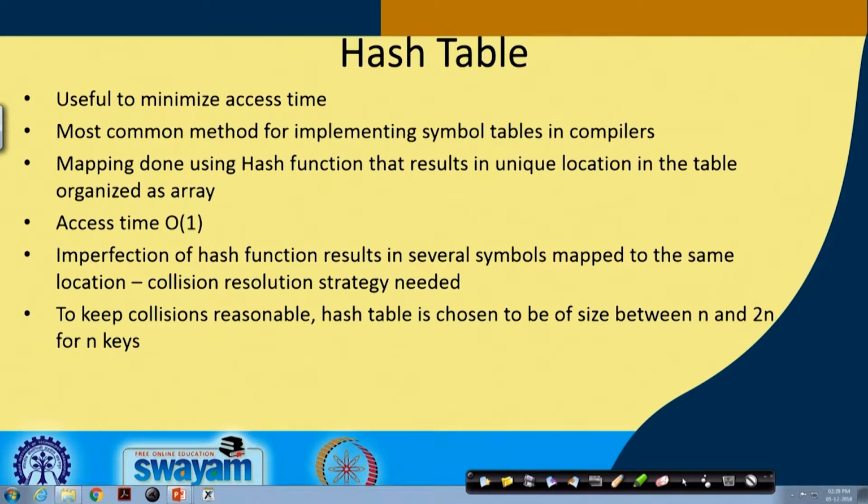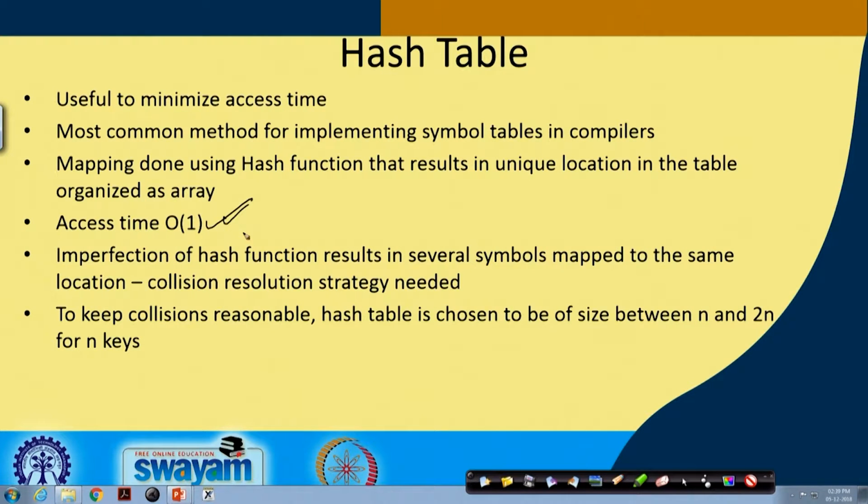Hash tables are used to minimize the access time, as we discussed in the last class. So, this is constant time access, so basically the access time is order 1. As we have noted here, this is the most common method for implementing symbol tables in compilers. We have already seen why that is: the mapping is done using a hash function that results in a unique location in the table, organized as an array.